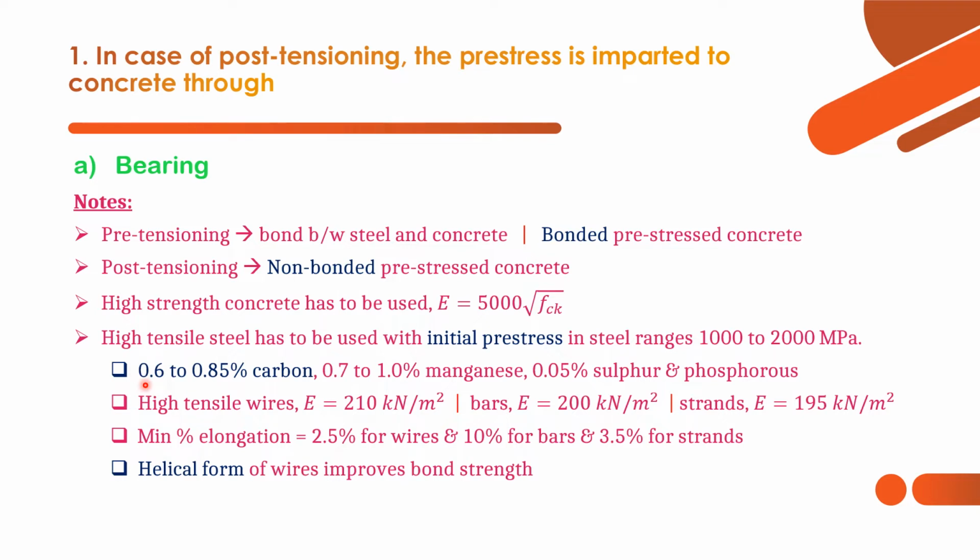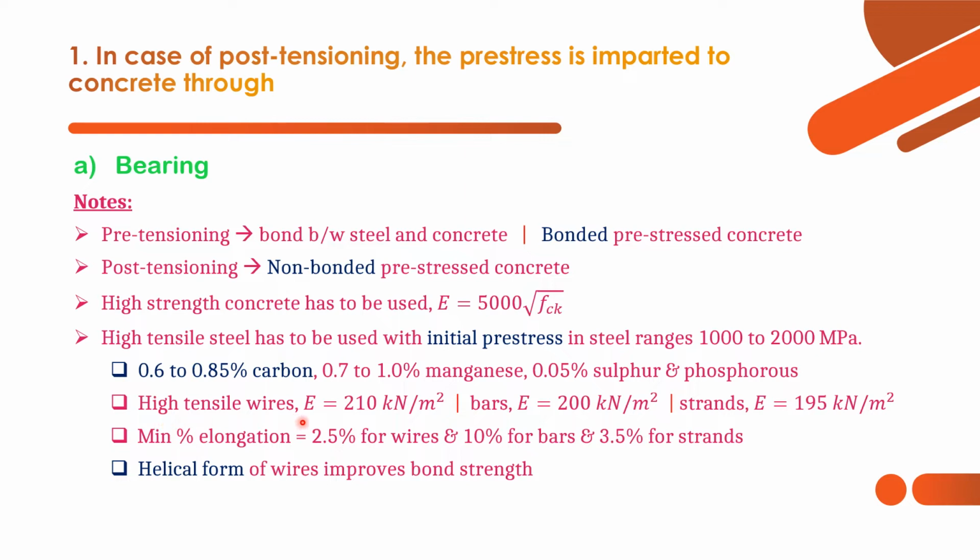And the properties of high tensile steel are as follows: 0.6 to 0.85 percentage carbon. That steel or tendon material should contain 0.6 to 0.85 percentage carbon, 0.7 to 1 percentage manganese, and 0.05 percentage sulfur and phosphorus. This point is somewhat extra. We have to remember the carbon percentage alone: 0.6 to 0.85 percentage carbon has to be there as a composition in high tensile tendon or wire.